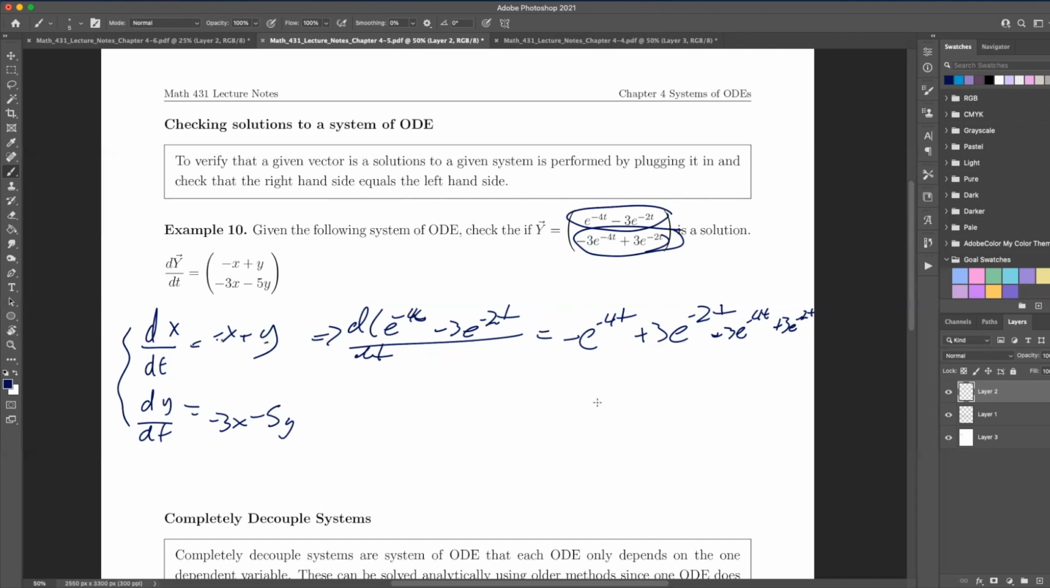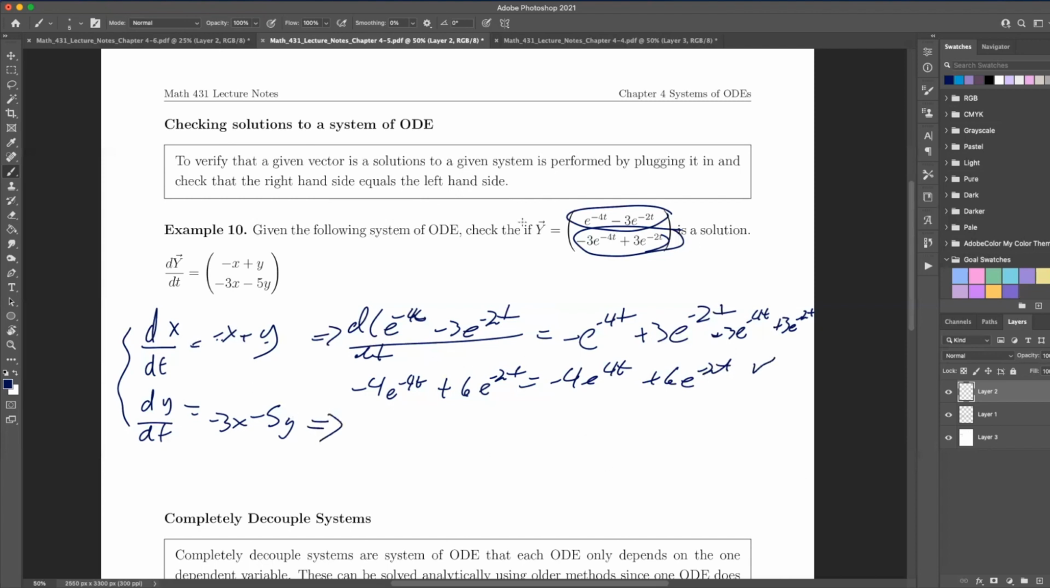Minus x, positive y. If I took this derivative, I'll get minus 4e to the minus 4t, right? Minus 3, but the negative 2 comes out, so this would be plus 6 e to the minus 2t. And what we have on this side, minus 3 minus 1 is minus 4 e to the minus 4t plus 6e to the minus 2t. So this one checks out, but then we also have to do this one, right?